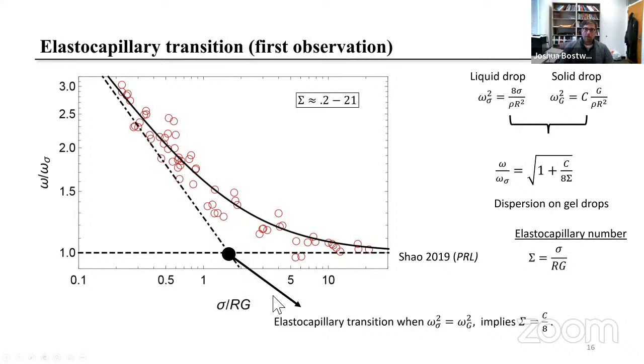And when we do that, we see a transition from elasticity dominated motion in the small elastocapillary number regime to capillary dominated motion, which we see in the large elastocapillary number regime. And when these two timescales balance, that is the capillary timescale and the elastic timescale, that's where we get the so-called elastocapillary transition. And what you actually see here is precisely that: the elastocapillary transition for all of our gel drops, which fall nicely on this black curve.